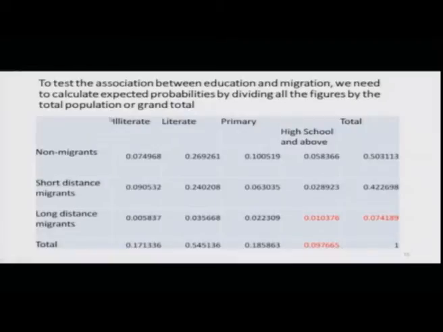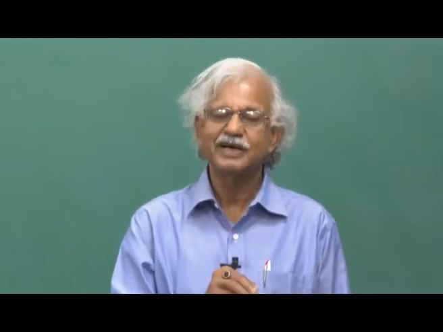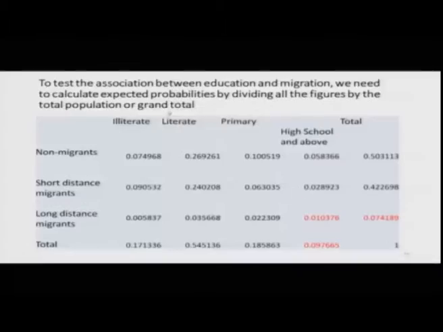If you want to calculate probabilities of respondents belonging to one particular category, then you divide cell frequencies by the grand total. The probability that out of this population of 7710, a randomly selected person belongs to the category of non-migrants would be this. The probability of being a short distance migrant will be this, and long distance migrant will be this. Similarly, if you consider only one characteristic like education, then the probability that a randomly selected person is illiterate is this, literate is this, primary is this, and high school and above is this. The person will belong to some category, and therefore the sum of these three probabilities as well as the sum of these four probabilities will be 1.